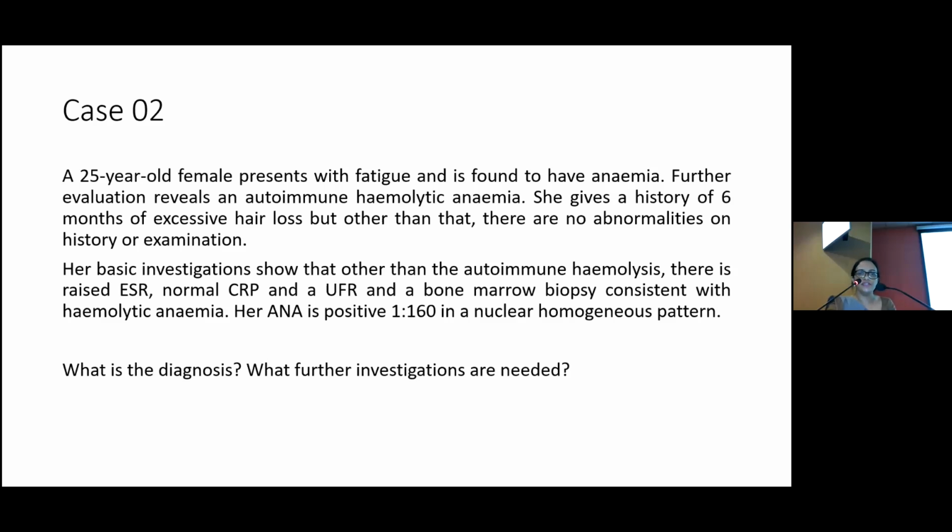The basic investigations, other than showing an autoimmune hemolysis, showed a raised ESR, normal CRP, and a UFR, and she also had a bone marrow biopsy that was consistent with hemolytic anemia. Her ANA is positive, 1 in 160 in a nuclear homogeneous pattern. So you have a young female with an autoimmune hemolytic anemia, raised ESR, normal CRP, excessive hair loss, and a positive ANA. And the positive ANA is in a nuclear homogeneous pattern, which you know is the staining pattern for either the anti-histone antibodies or the anti-dsDNA antibodies. So what is the diagnosis and what further investigations do you need for this one?